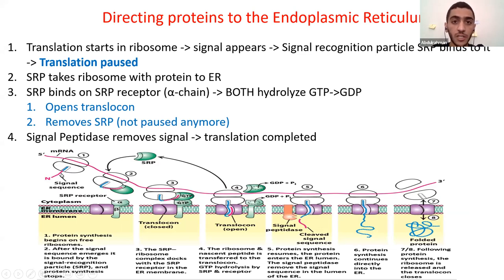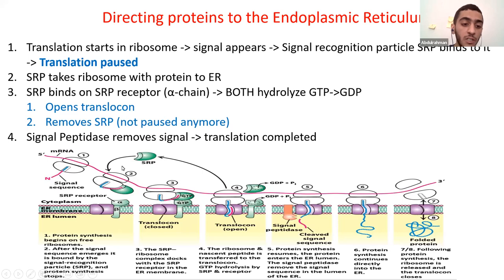What was the signal sequence again? It was the hydrophobic amino acid sequence at the N-terminal, or at the start, because we don't want to make the entire protein and then start moving it around if we want to secrete it. We're going to start slightly with it. And then at the N-terminal, it's going to be recognized by a signal recognition particle, or SRP.